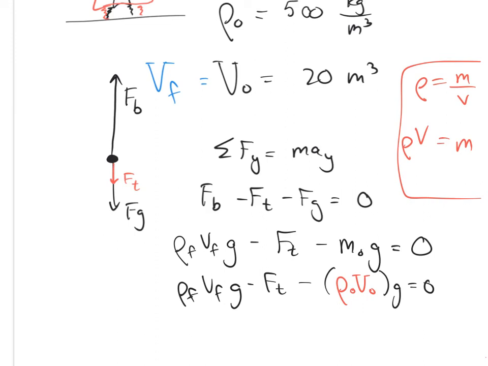Because we're given that above. Look up here. Guys, everybody focus, please. Look up. We're given the volume of the object. We're given the density of the object. So I'd rather use those two things because I don't have the mass of the object. I don't have it, right?